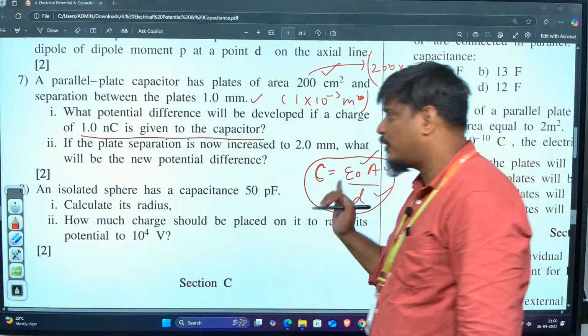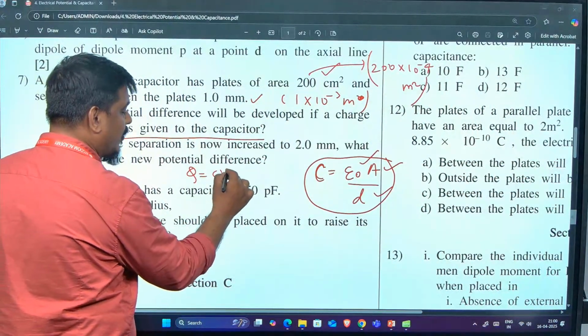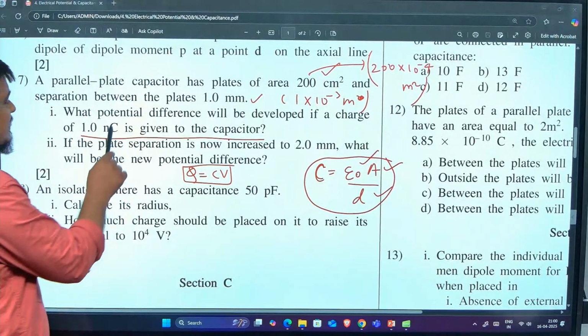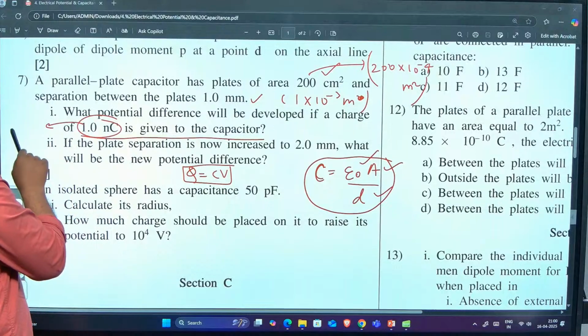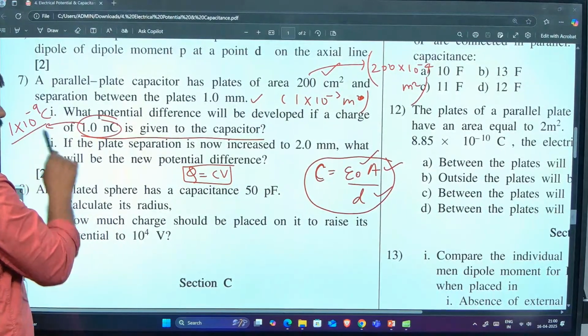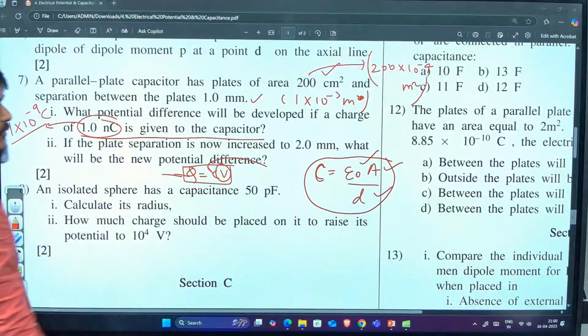Yes, sir. After finding capacitance, you know that Q is equal to CV. Aware about this formula? Yes, sir. Q is given as 1 nanocoulomb, which will become equal to 1 into 10 to the power minus 9 coulomb. Put the value of Q here, put the value of C here, you will get the potential difference. Got my point? Okay, sir.